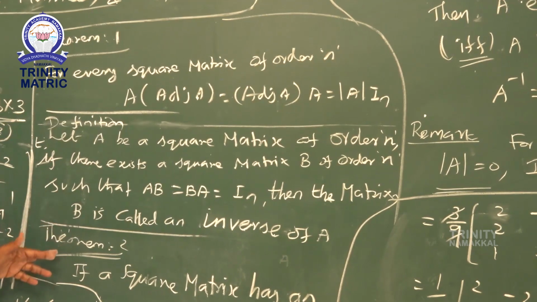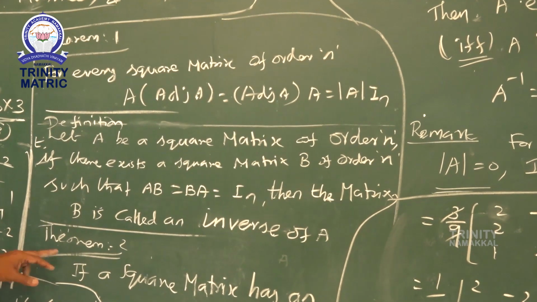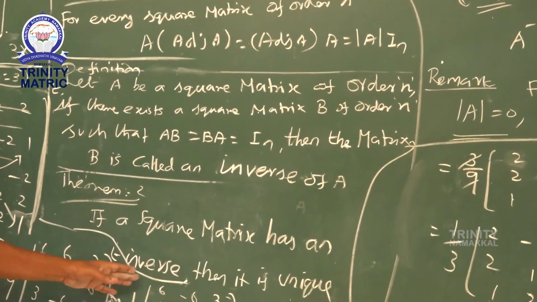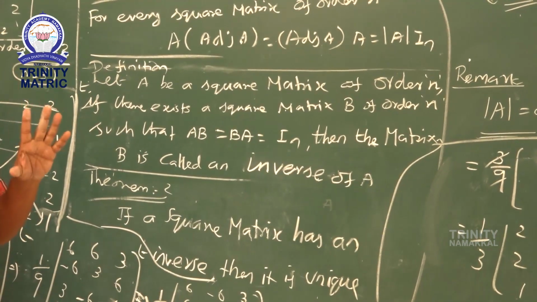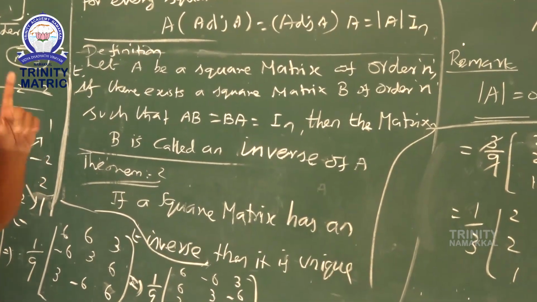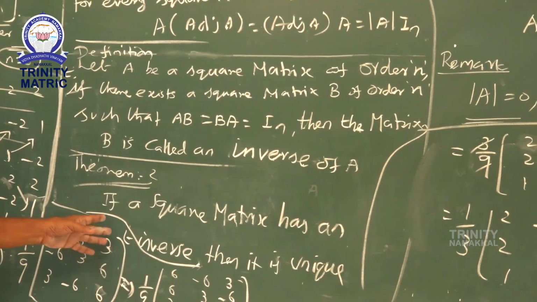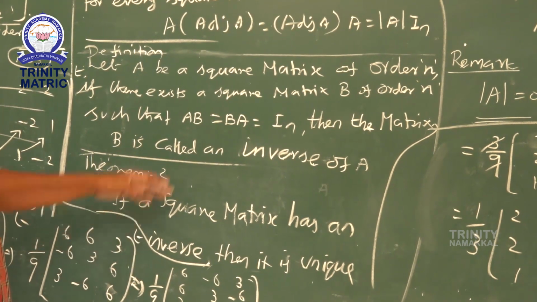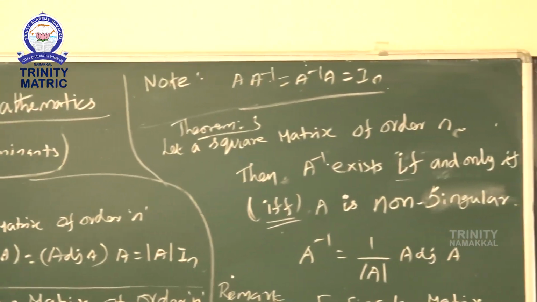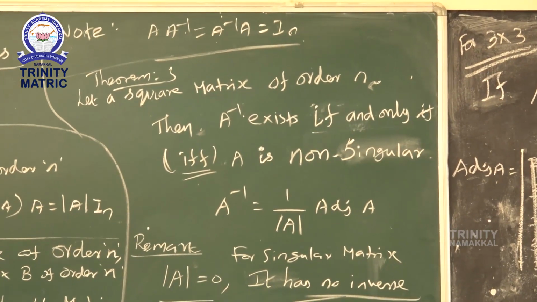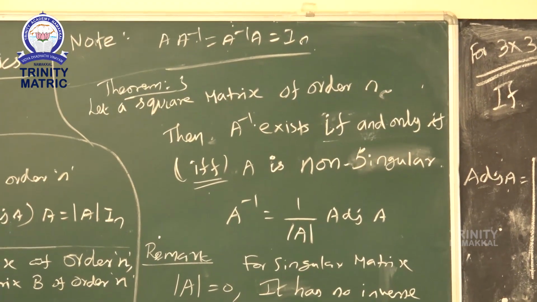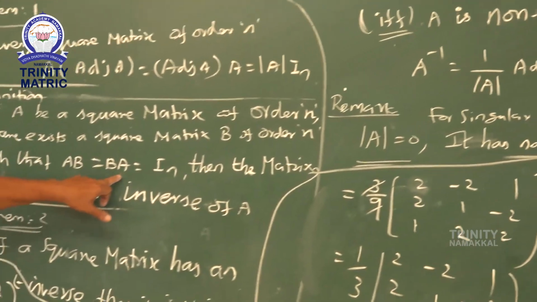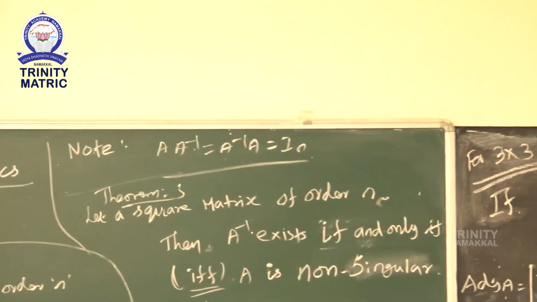Along with the definition, one more theorem is based on that. If a square matrix has an inverse, then it is unique. For any square matrix, if an inverse exists, it must be unique. There should not be more than one inverse. So according to that, instead of B we can put A inverse: A into A inverse is equal to A inverse into A is equal to I_n. That is the note for you.